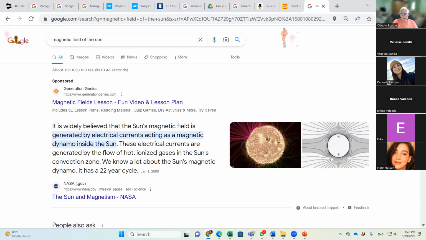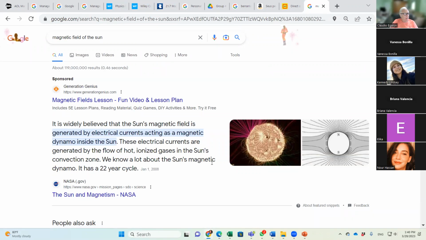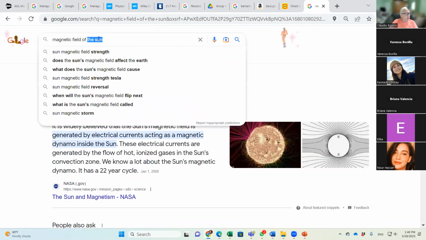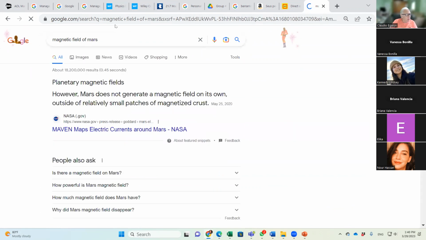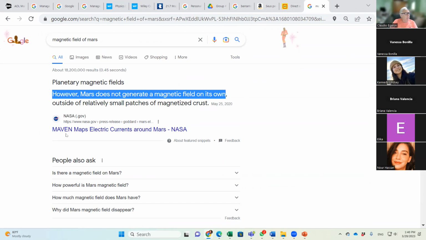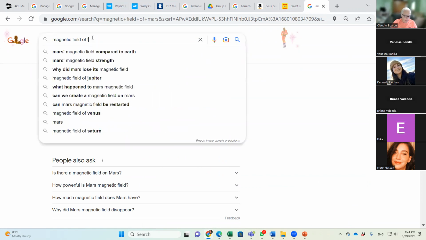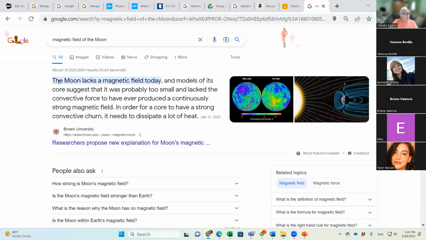Look here at the magnetic field lines of the sun. Okay. What about the magnetic field of Mars? Mars must have a very weak magnetic field. It does not have a magnetic field on its own, outside of relatively small patches of magnetized crust. What about the moon? The moon is just like Mars. The moon lacks a magnetic field today.